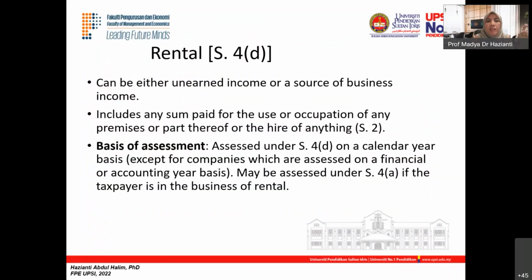Right, rental, semua pun tahu rental income, it can be source of business juga. But section 4D ni only for business income yang bukan company. Kalau company, dia ada rental income dia pergi dekat section 4A, business income. Let's say dia business more than 4 rumah, katakan itu tak termasuk dalam rental income. Ini rental income, let's say saya ada satu rumah tu saya buat sewa. Pendapatan tu dikira sebagai rental income under section 4D. Okay. Kalau company, dia walaupun rental income, dia pergi under section 4A.